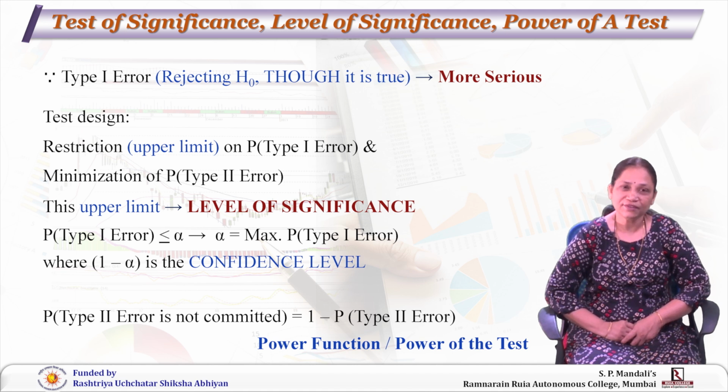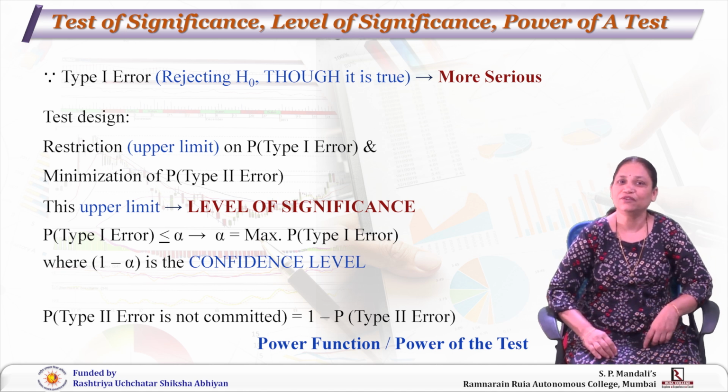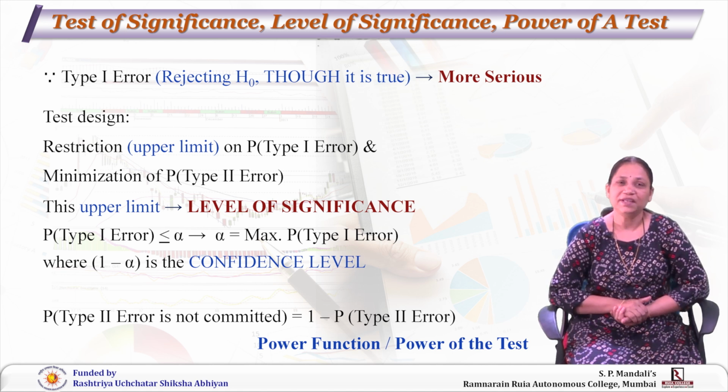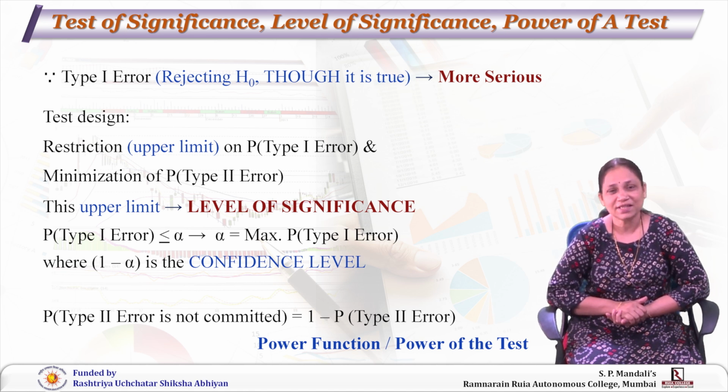Since the probability of type 1 error is more serious, that is rejecting H0 though it is true, an upper limit of alpha, a very small number tending towards 0 is put on probability of type 1 error. This upper limit on the probability of type 1 error is called as the level of significance, and in turn 1 minus alpha is called as the confidence level.